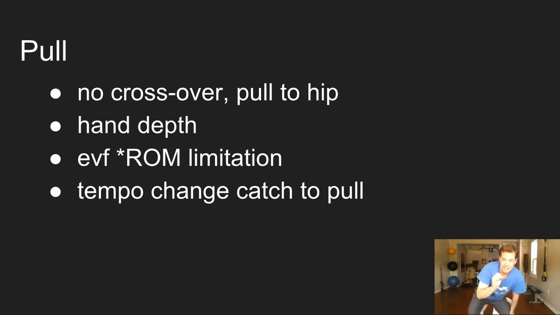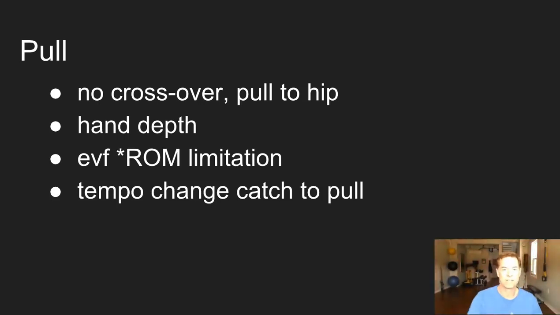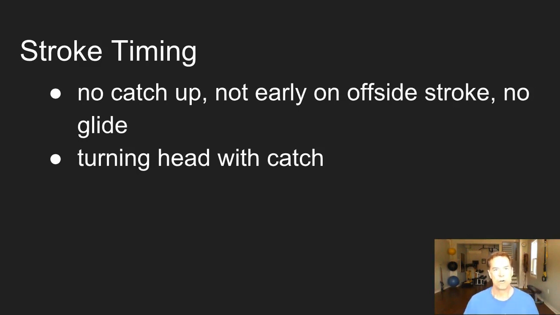Finally, on pull, this is more an advanced tip, is the tempo change from the catch to the pull. So as you come in and you extend, we go into the catch. It's the early vertical forearm, or the catch phase, is slightly slower than the pull. So we want to catch the water and then accelerate. All right, it's a very, very subtle change in speed, but we don't want to pull until we have that catch, effective catch, complete.